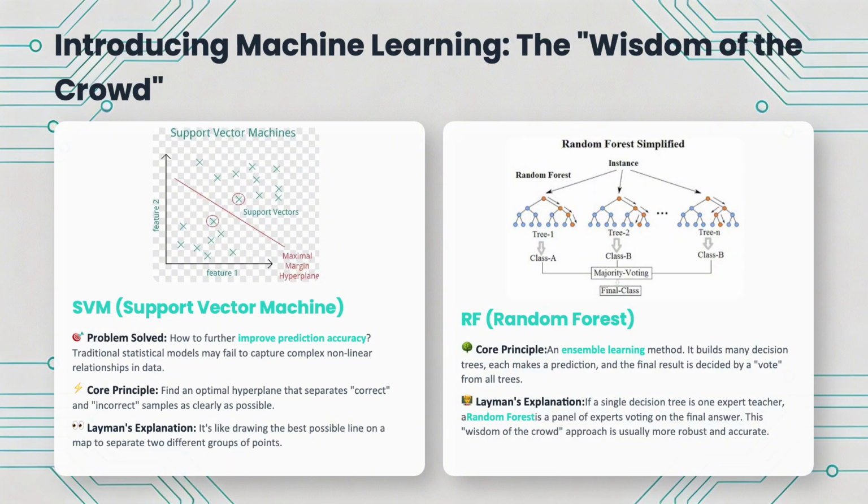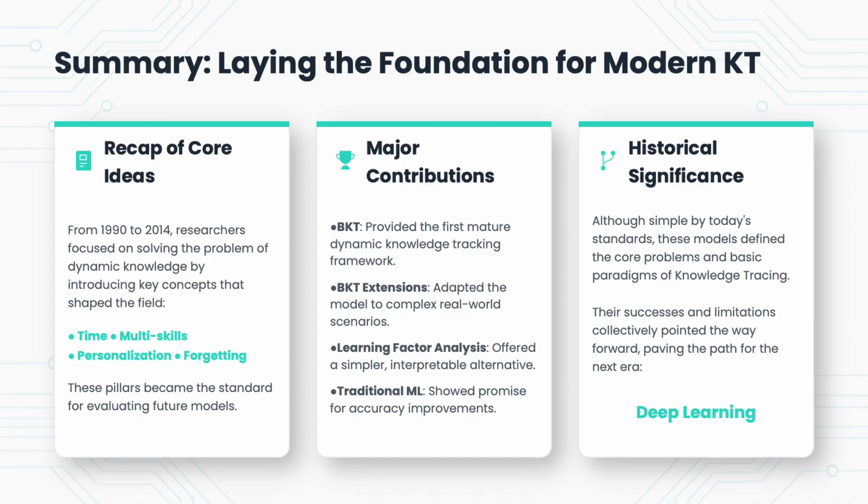Random forest, in particular, is a great example. It's an ensemble method, meaning it builds many decision trees and combines their predictions. If a single decision tree is like one expert teacher, a random forest is like a panel of experts voting on the final answer. This wisdom of the crowd approach often leads to more robust and accurate predictions than any single model. So, let's wrap up this chapter.